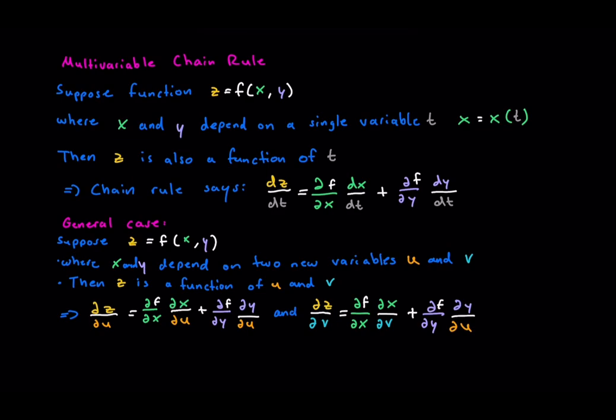Let's start simple. Suppose we have z equals f of x and y, but x and y both depend on a single variable t, then z also depends on t. The chain rule says dz/dt equals partial f/partial x times dx/dt plus partial f/partial y times dy/dt. In words, the total rate of change of z is the sum of how z changes when x changes plus how z changes when y changes, each weighted by how fast x and y move with respect to t. In short, follow each path of dependence and multiply the slopes.